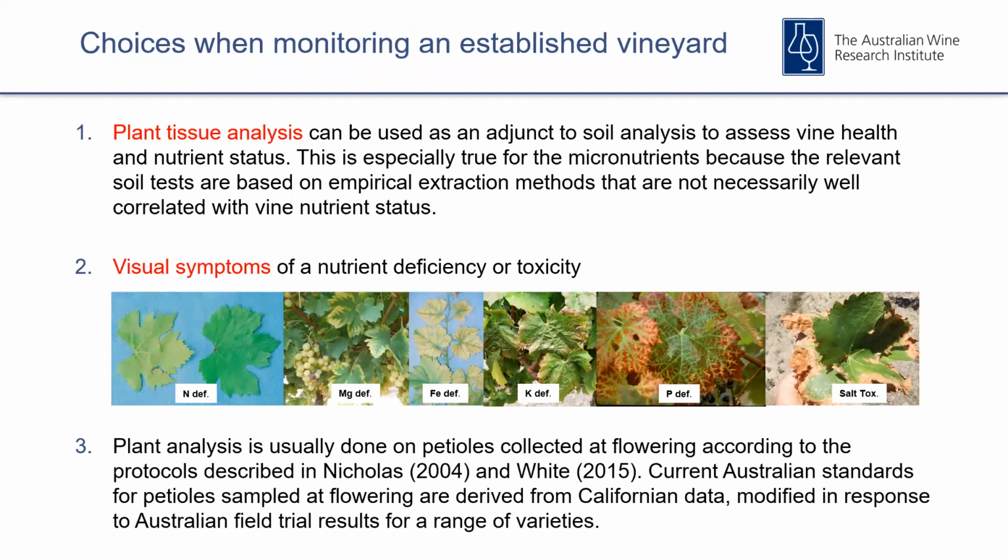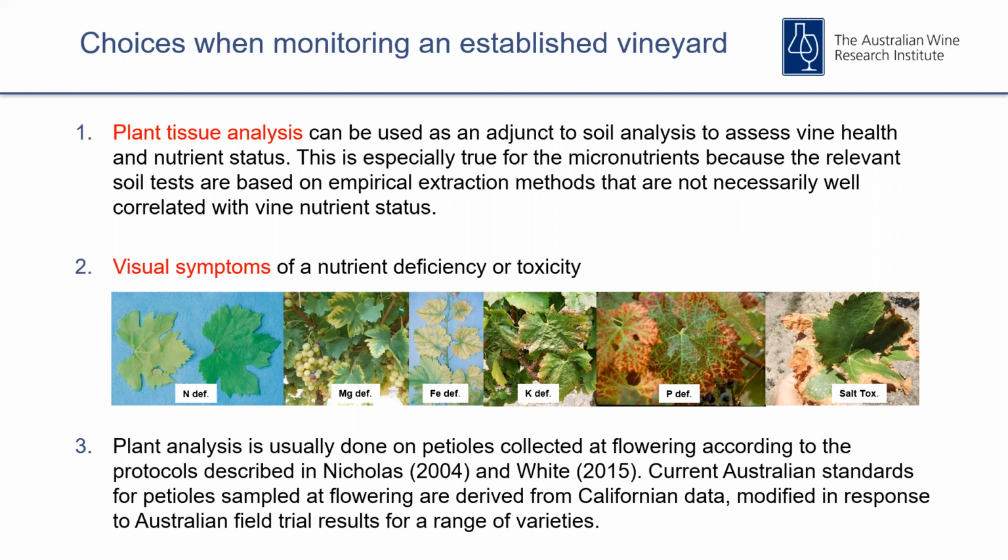In relation to monitoring an established vineyard, really a lot of this pushes back. Yes, you can certainly use soil analysis on a regular basis in this particular situation, but you should also really be looking at plant tissue analysis. And this is really important, probably more for the micronutrients, because we find that relevant soil tests are based on empirical extraction methods and not necessarily well correlated with vine nutrient status.